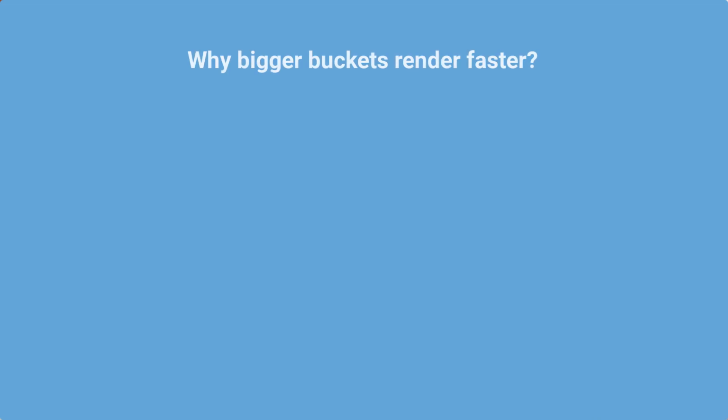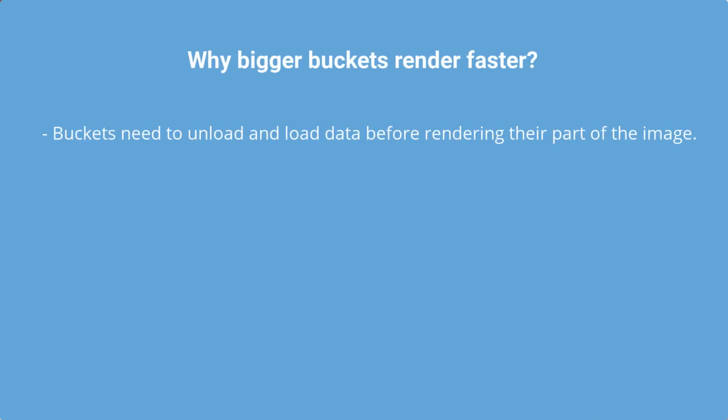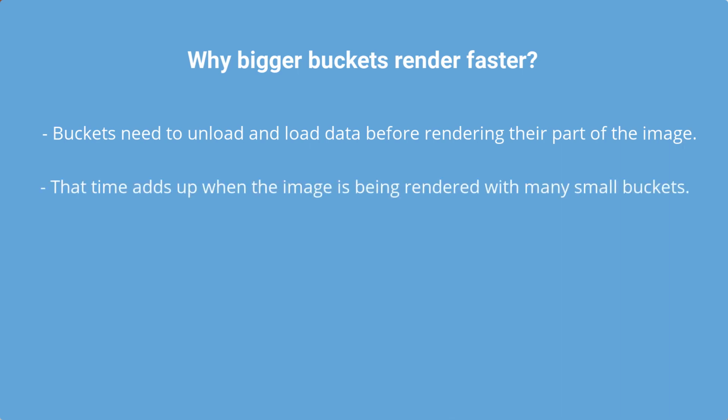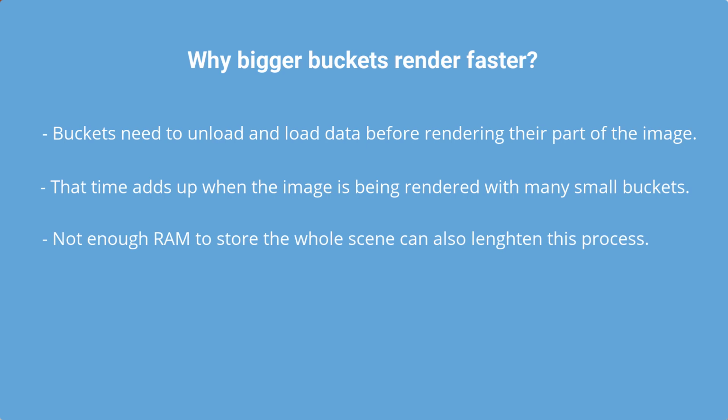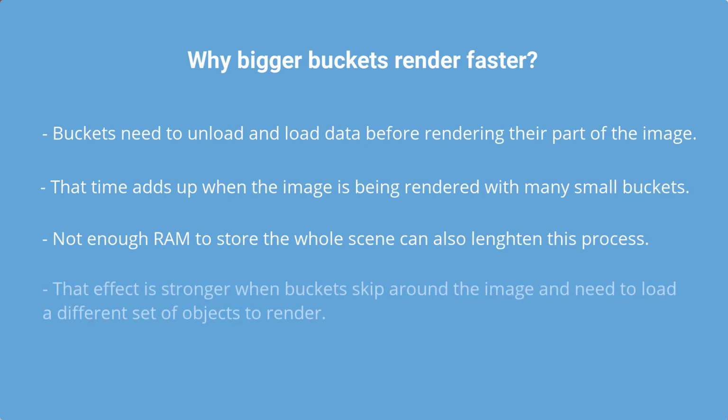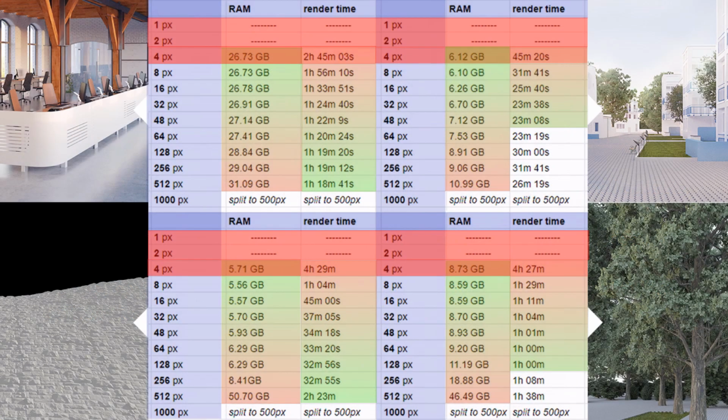And this is because every bucket has to unload and load the data needed to render its part and make some quick pre-computation before rendering itself. So if the image is divided into lots of small buckets, these small amounts of time add up and they create the difference in render time. That effect is stronger when there's not enough RAM to store the whole scene data and when the bucket moves to render another part of the image but with a different set of objects than the part it just completed. So it has to load new data needed to render the next chunk of the image and it takes additional time.